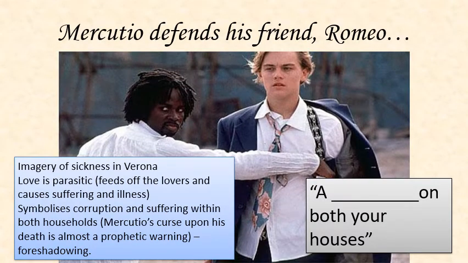Mercutio then, the same day, defends Romeo when Tybalt arrives to kill Romeo. And this is where we have that imagery of sickness in Verona, and equally that curse given from Mercutio at the point of his death. His final words, and he says this several times, are, if you can fill in that word there, a plague on both your houses.